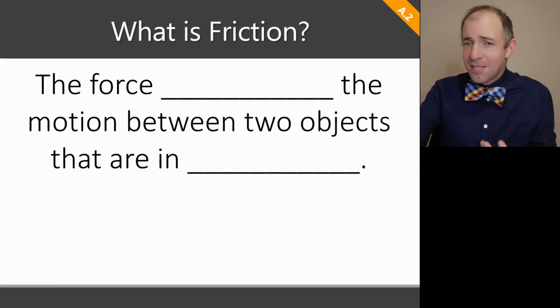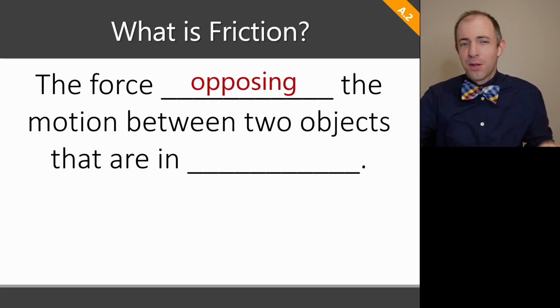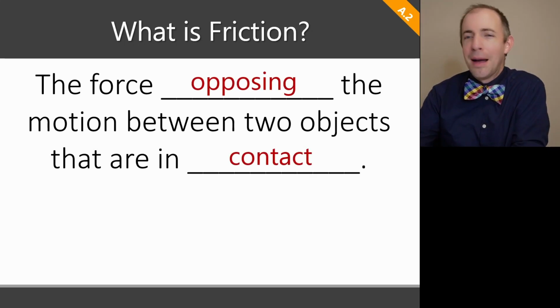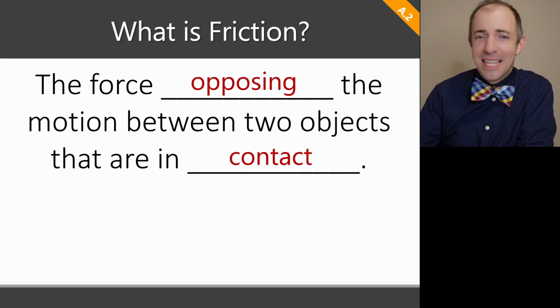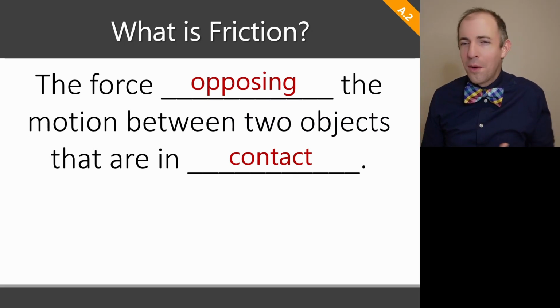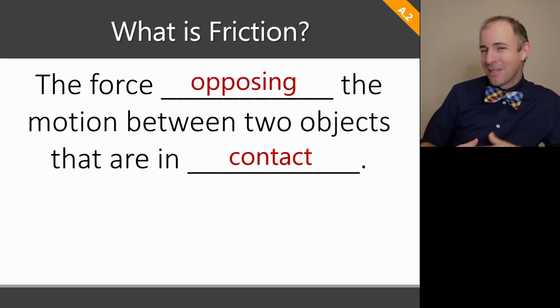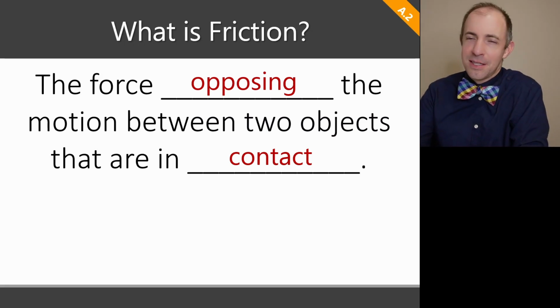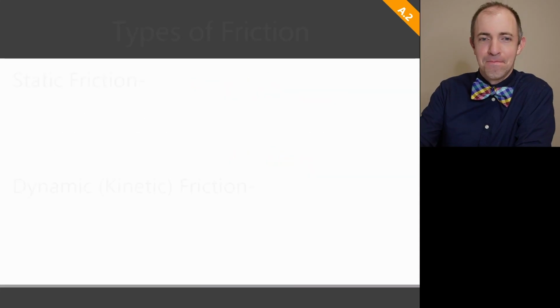Now, force of friction, we're going to describe as the force opposing the motion between two objects that are in contact. This contact is required in order for friction to happen, and friction will always oppose that motion. So, knowing the direction of the motion or the attempted motion will help us identify the direction of friction.